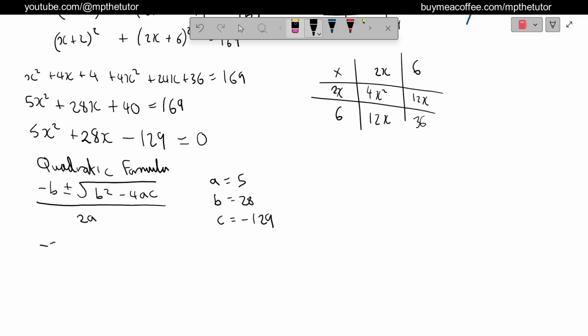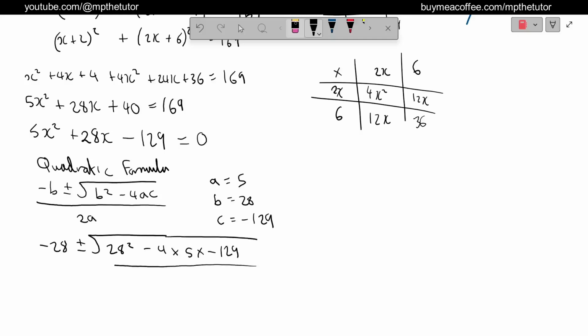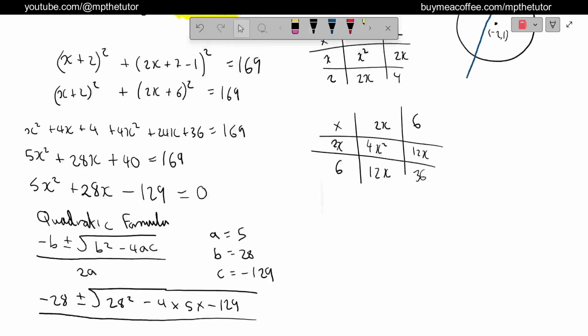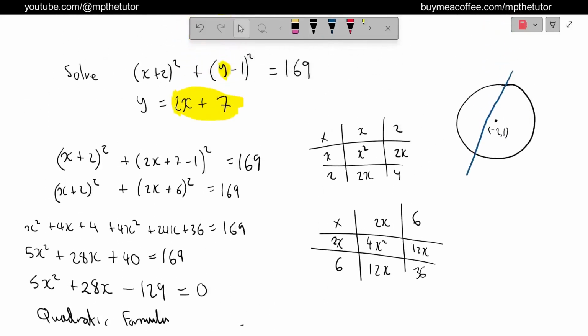So we have minus b, which is minus 28, plus and minus the square root of 28 squared minus 4 times 5 times minus 129, all over 2 times 5. So I'm going to plug that into the calculator, and let's see what we get. So we plug that in a calculator, and you get x equals 3, or x equals minus 43 over 5. Now I also could have written that as minus 8.6. Doesn't really matter. Then, if we go back up, we have our y equals 2x plus 7.